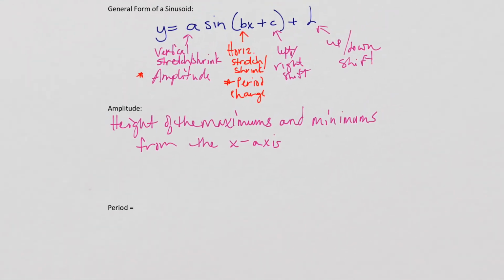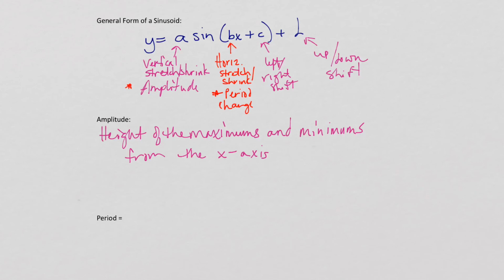We're talking about amplitude, we're talking about period change. Period change has a formula. The formula for period change is the period of the parent graph divided by B. And that will give you the period of the new graph. You need to write that next to it. New period equals the period of the parent divided by B. And we will use these a lot over the next couple of days.